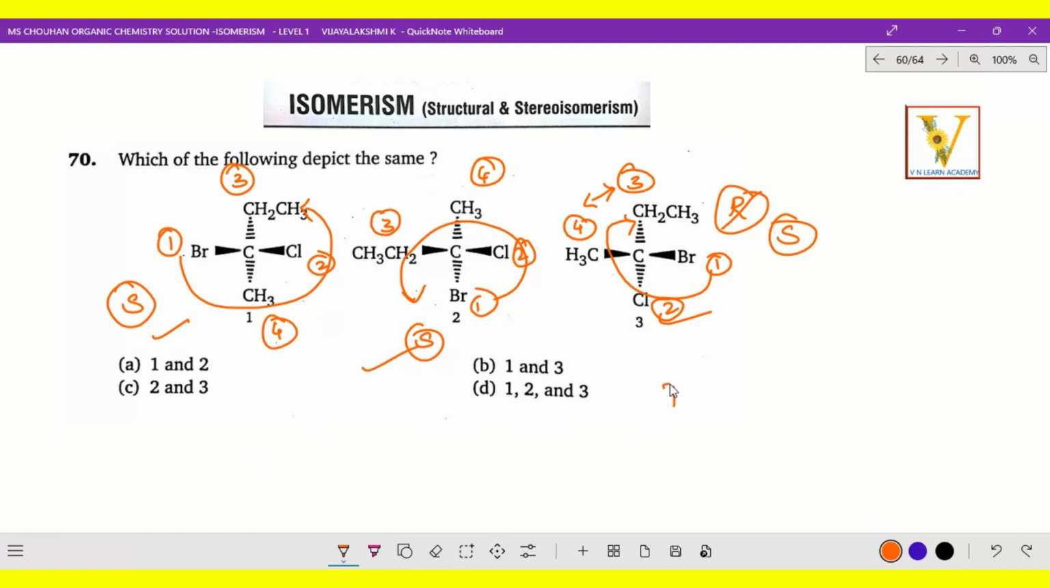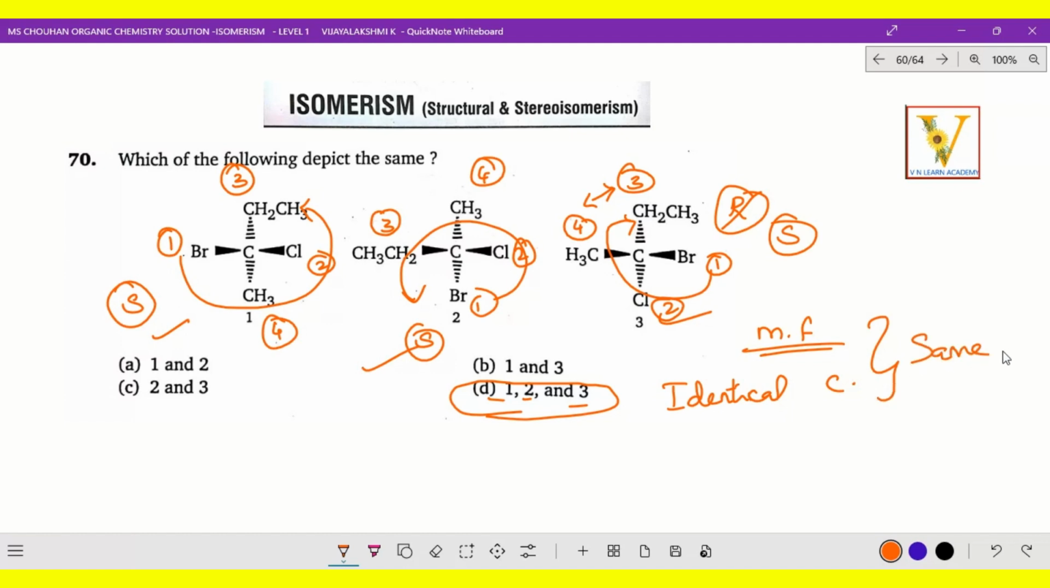So this is identical. All three are the same, there is no difference: everything has the S configuration, and the molecular formula is also the same, and the configuration is also the same. I hope you got clear clarity about all these questions.